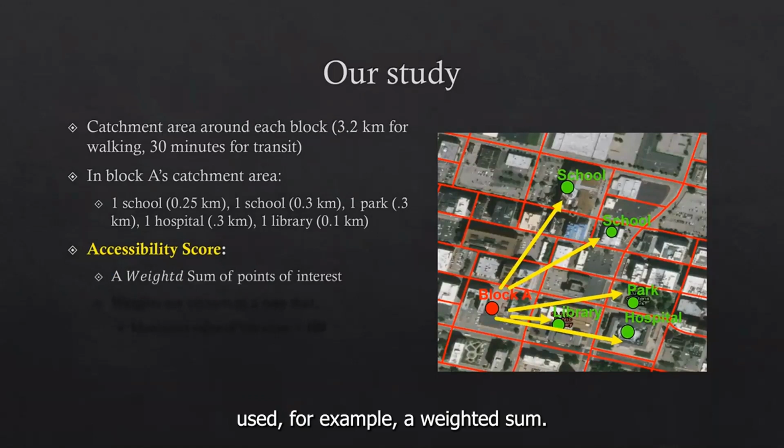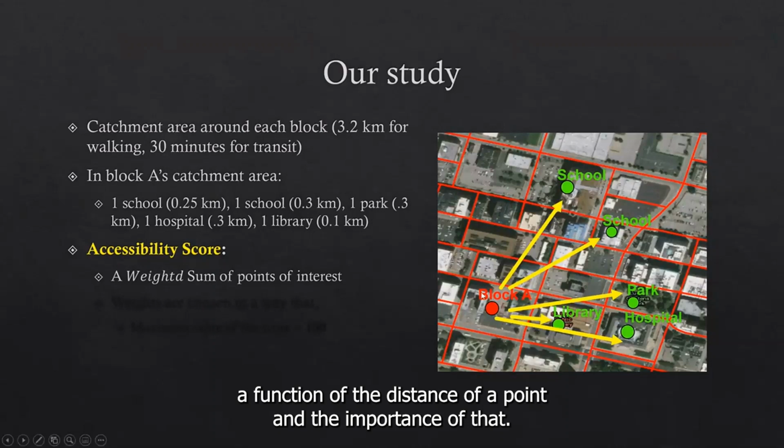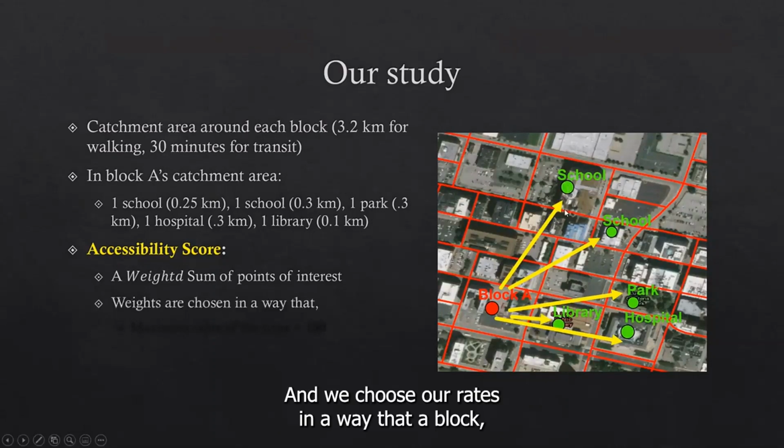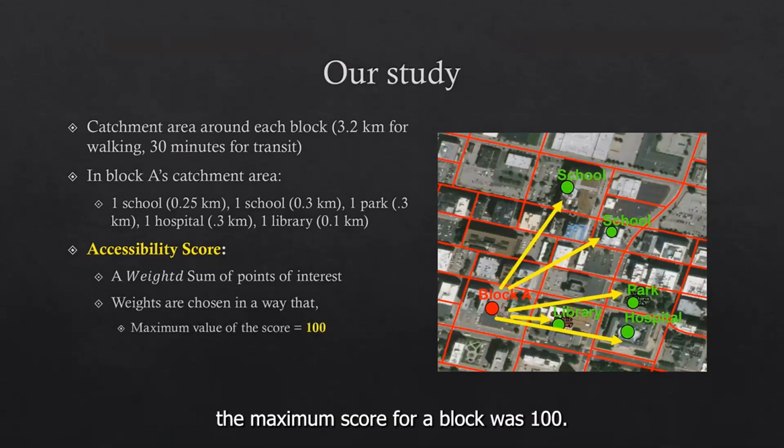We used, for example, a weighted sum. As I said, this could be an arbitrary function. This could be something that you like, but we used a weighted sum, and the weight was a function of the distance of a point and the importance of it. And we chose our weights in a way that the maximum score for a block was 100.